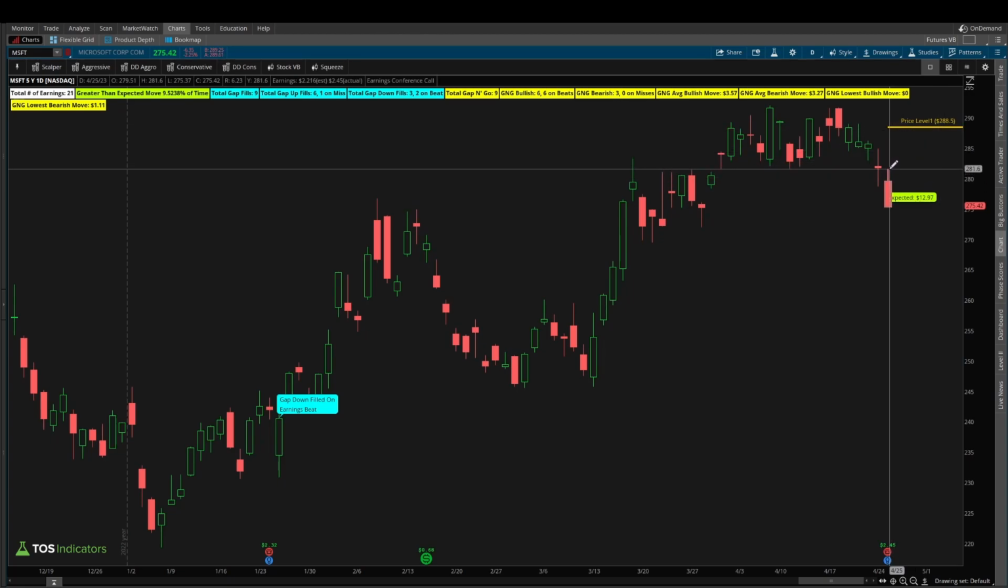For that gap to be considered filled, we would need to come all the way down to the high of today's candle, which was at 281.60. If Microsoft is opening at, say, 288.50, that's a real nice range that we could take advantage of and trade. That is a lot more appealing than this $3.57 range that we have for a gap and go.